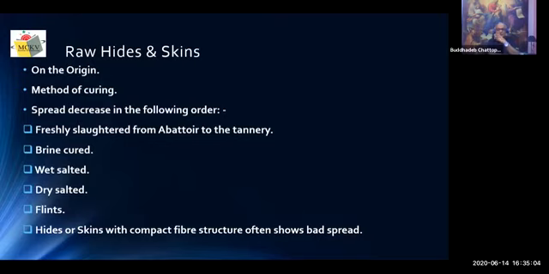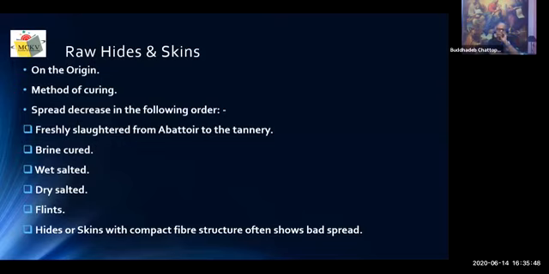The spread decreases in the following order. The highest spread you can get is if it is freshly slaughtered, from the abattoir straight to the tannery. In some of the African tanneries, I have seen that the hides come on a refrigerated truck straight from the abattoir to the tannery. There you can get a better spread because the denaturation of protein is to the least extent. Then comes brine cured, though it is not very popular nowadays. Then comes wet salted, dry salted, and then the flakes.